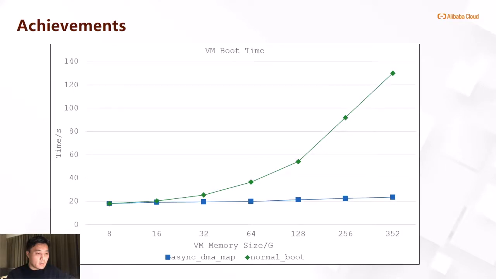Okay, then let's see the guest boot time versus memory size. The boot time of the guest hasn't increased along with the memory size increase. You can see the boot time stays around 20 seconds, even though the system memory is up to 300 gigabytes. So the result shows that this practice can speed up the boot time for the guest significantly.